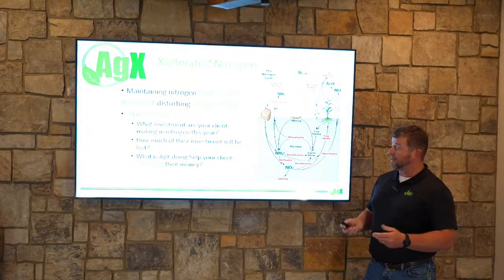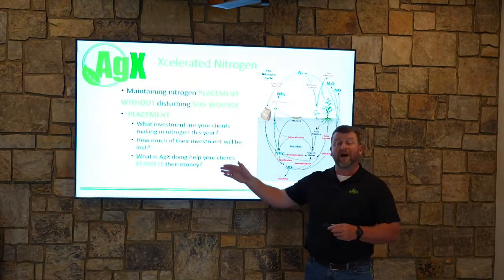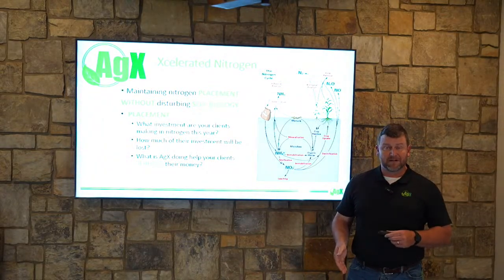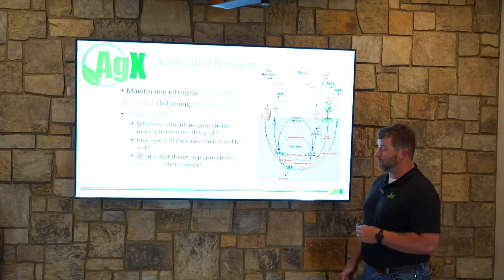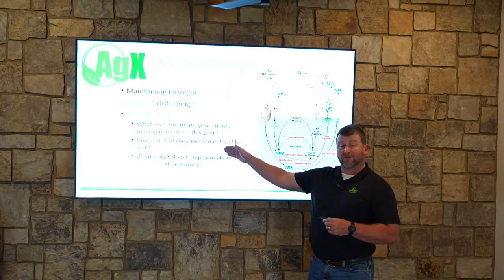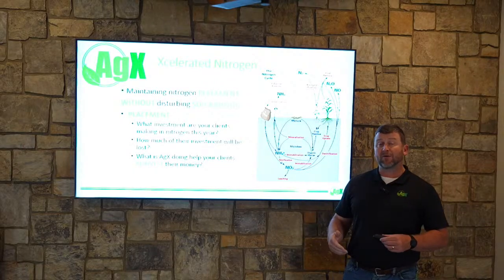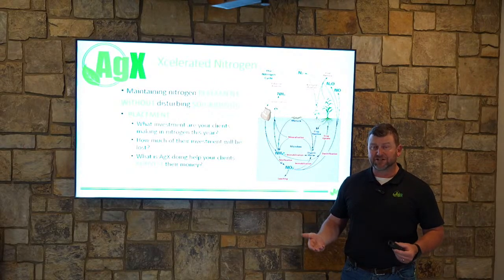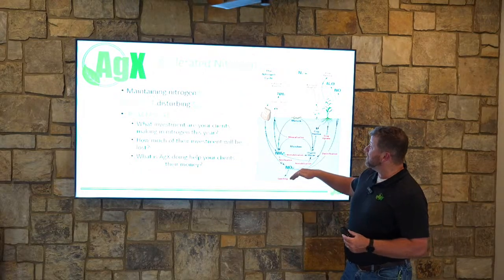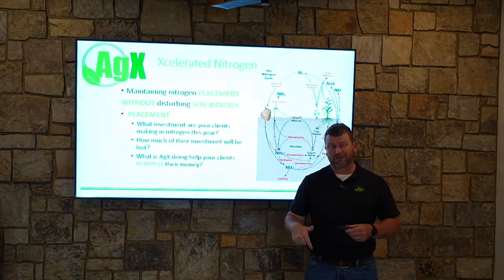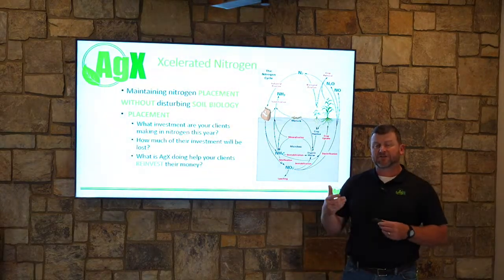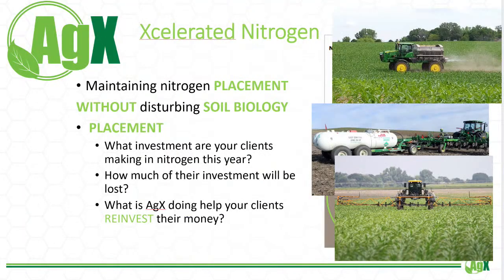And those questions come back to the idea of what investment are you making in nitrogen this year, right? And so as we think about fertilizer dollars, we know that is a substantial investment per acre in terms of the amount of nitrogen that we're going to be putting on. We have to follow that with a second question, which says how much of that investment can we potentially lose either due to leaching or volatilization? And then we follow that last one with, what can we do to help you reinvest your dollars so that you get better use efficiency of the nitrogen dollars that you're already putting in to your crops?